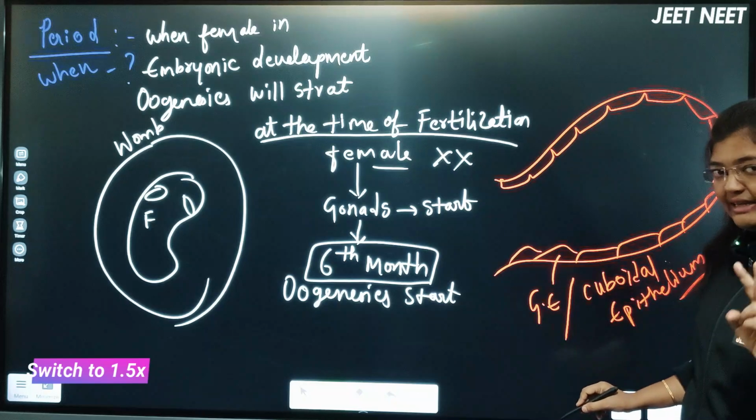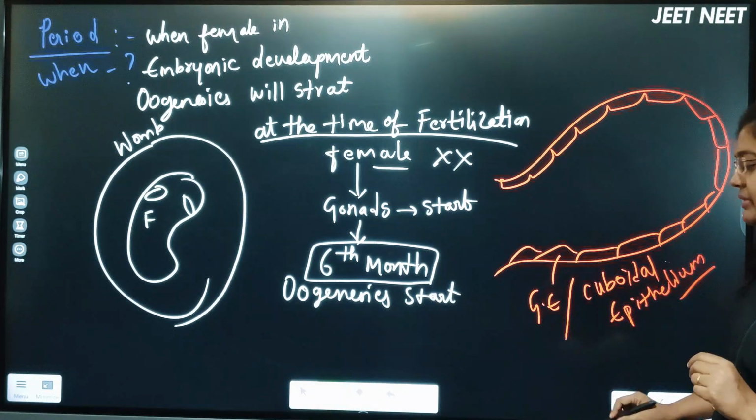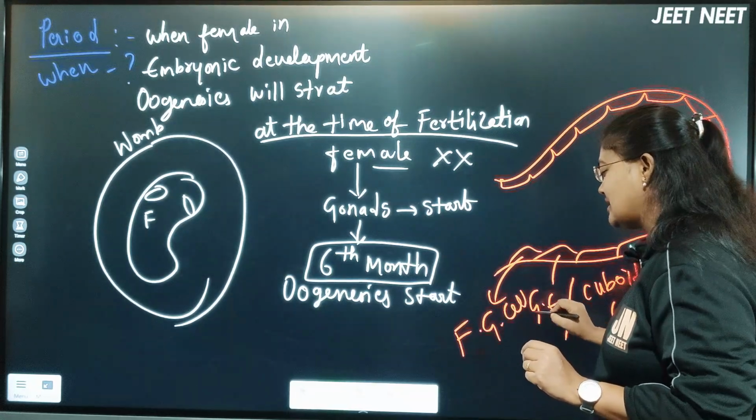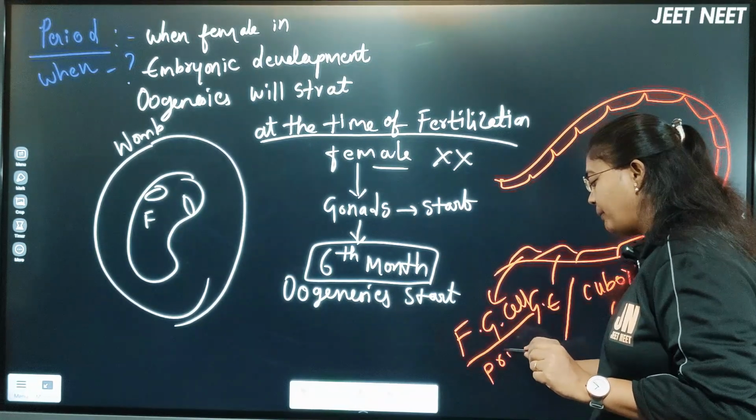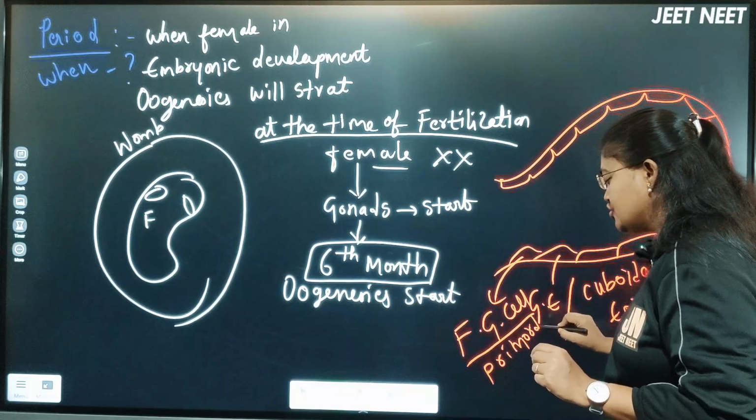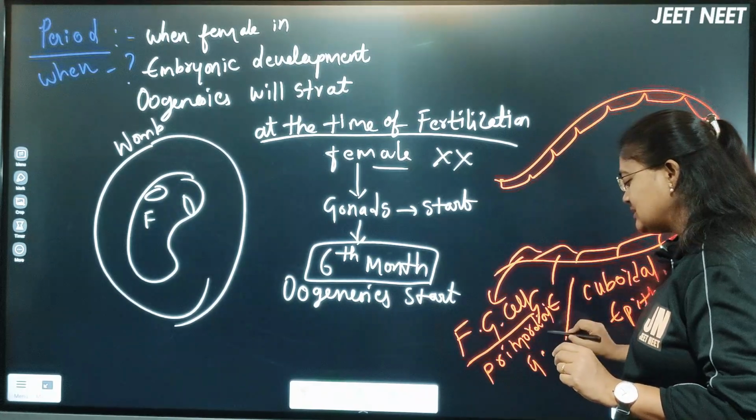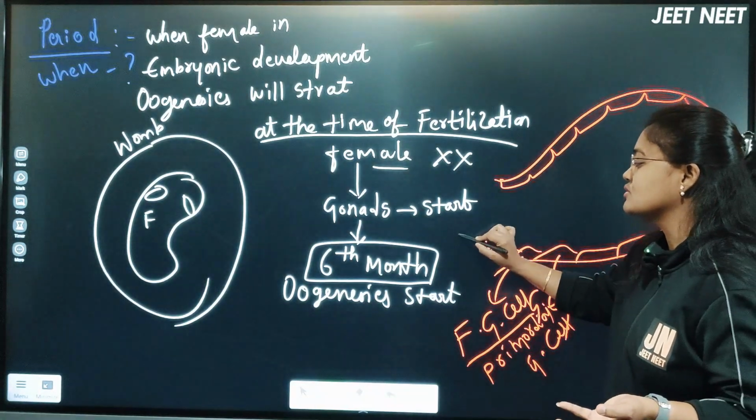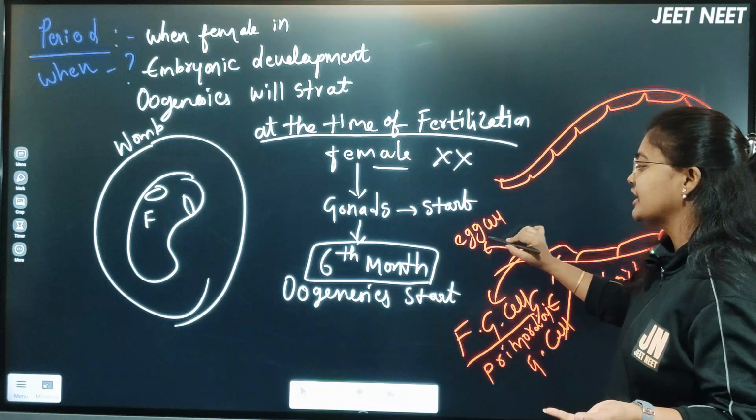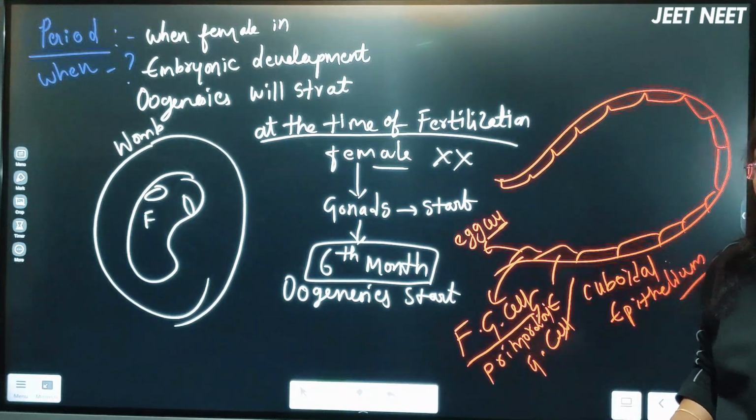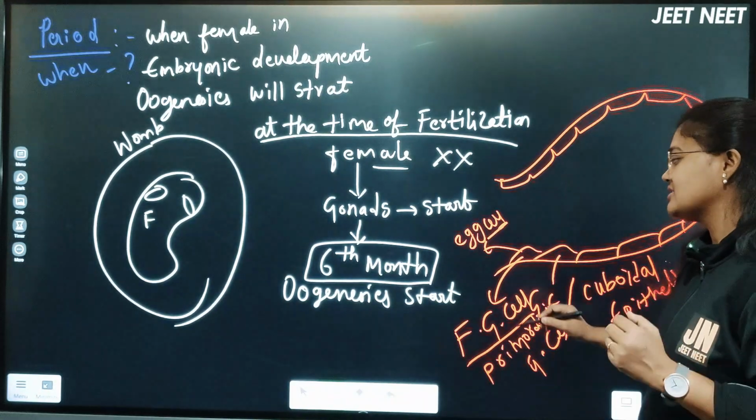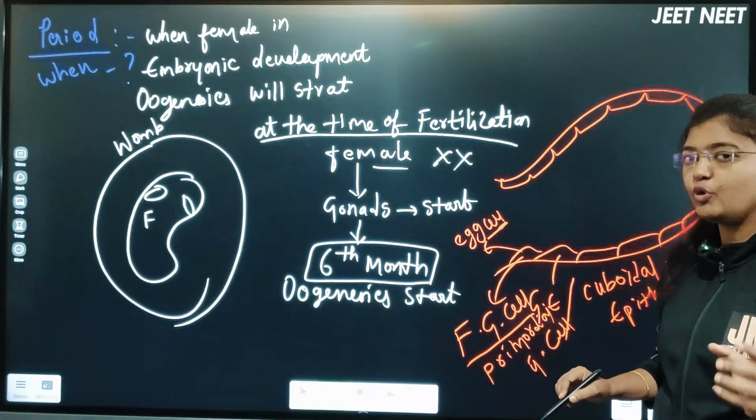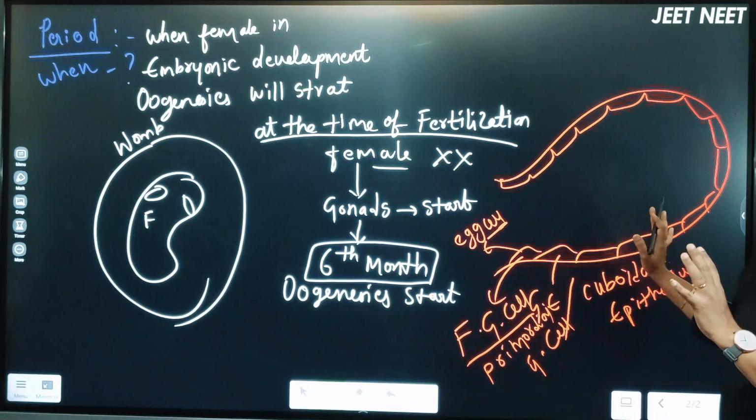So this second layer, the germinal epithelium or cuboidal epithelium, has cells called female germ cells, which are also called primordial germ cells. We can also say egg cells, immature egg cells, not the mature one, which we can also call oogonia. Oogonium is singular, oogonia will be the plural. This is the thing here now.